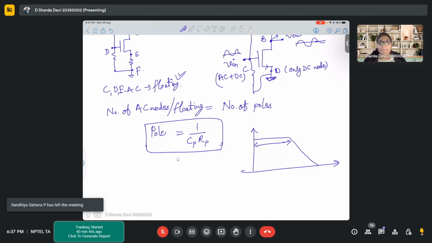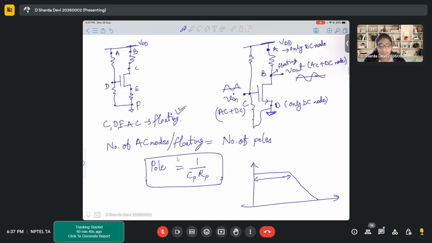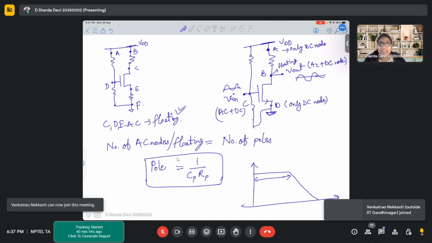Frequency dependence. So, ma'am, if suppose I want to increase my bandwidth, that means either C or R should be reduced, right? Then yes, we can increase. Yes. Okay. So that is the idea, but there is always a trade-off.